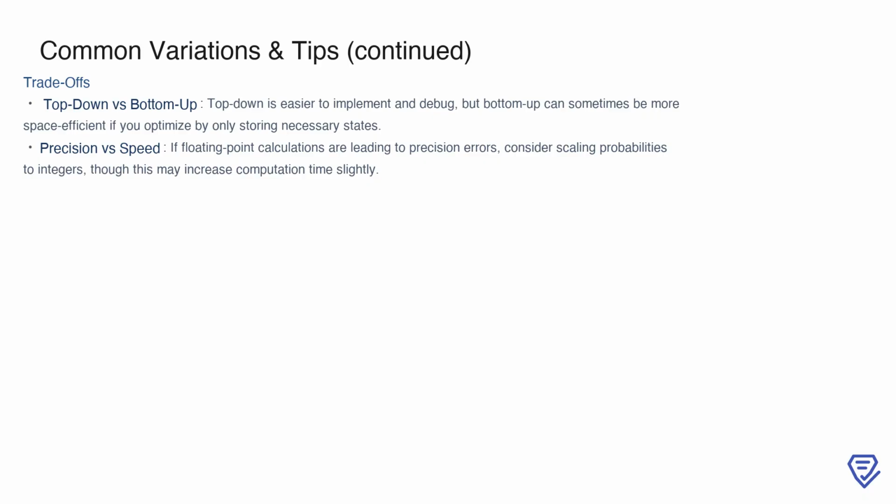Another important trade-off is precision versus speed. If you're encountering floating-point precision errors, you might consider scaling probabilities to integers. While this can help ensure accuracy, it may increase computation time slightly. Balancing these factors is key to arriving at an efficient and reliable solution.